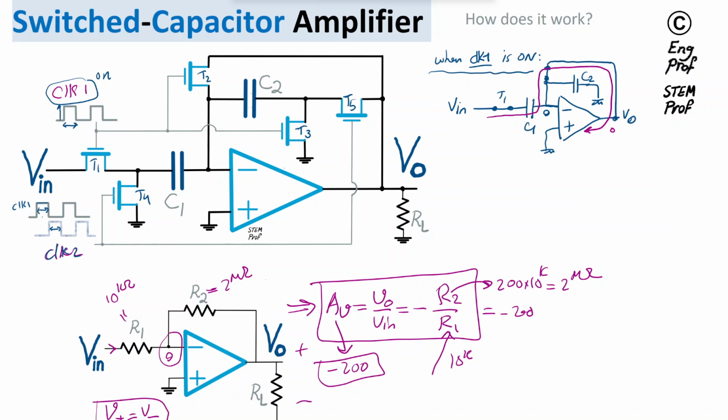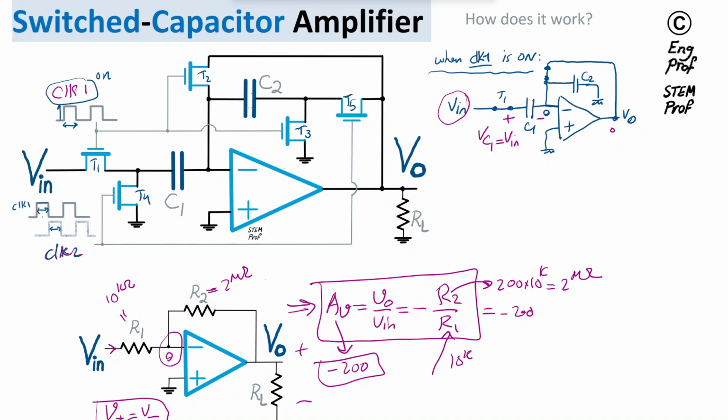So during this time, because of this current I that is flowing from Vin, we are charging cap C1. What cap C1 observes is a voltage drop across C1 where on one side we have 0 volt because of the virtual ground, and on the other side we have Vin. So the voltage drop across cap C1, VC1, is just Vin.